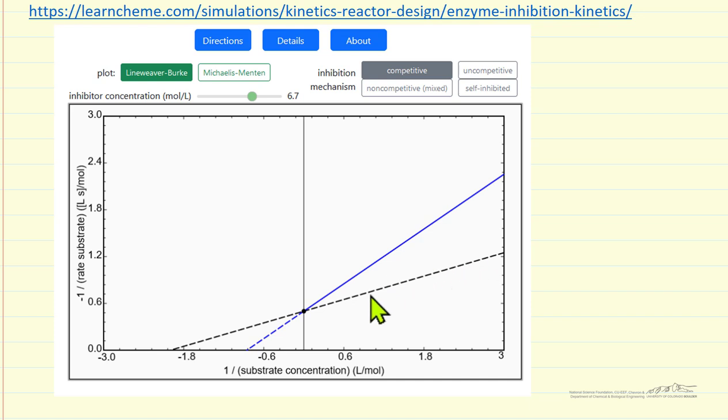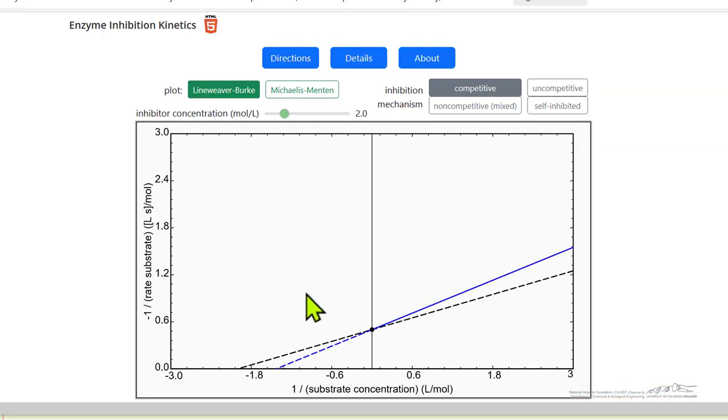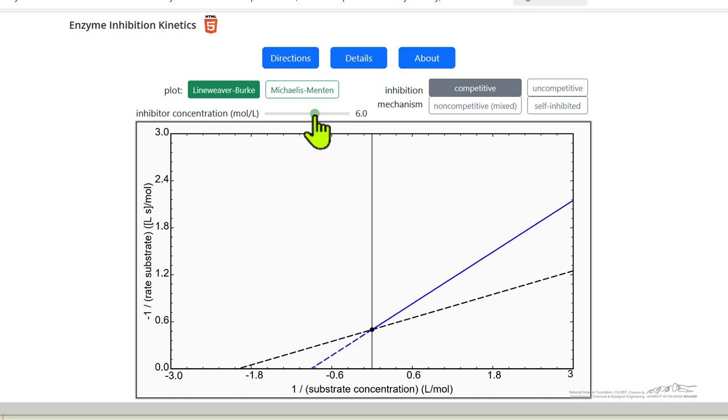changes. The black dashed line corresponds to enzyme kinetics with no inhibition, and the blue line corresponds to inhibition for the concentration that can be changed with the slider. So here's the simulation. You can see as I increase the inhibitor concentration, the blue line slope gets steeper. Remember, this is minus 1 over the rate, so that means the rate's getting lower.